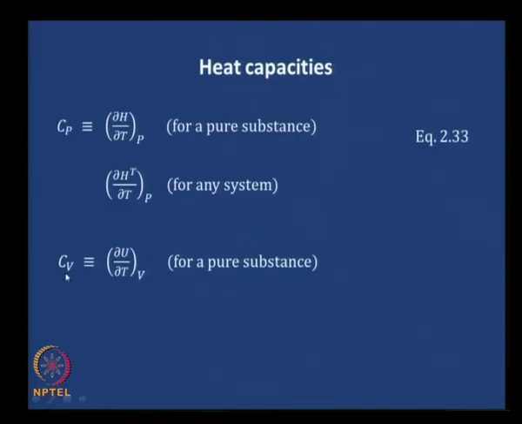Now, Cv is defined as ∂U/∂T. Cp was ∂H, enthalpy, ∂T; Cv is ∂U, internal energy, ∂T at constant volume. Since this is at constant volume, we call it Cv, specific heat at constant volume. This is for a pure substance, we will call this equation 234, and for any system you can define Cv as ∂Ut/∂T at constant V.